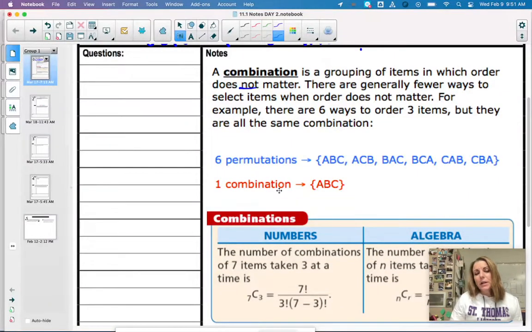So when we're dealing with the letters A, B, and C, if order does not matter, there is one way to group A, B, and C. But if order does matter, we could do A, B, C, A, C, B, and so forth. And so then there are more ways to order the items.